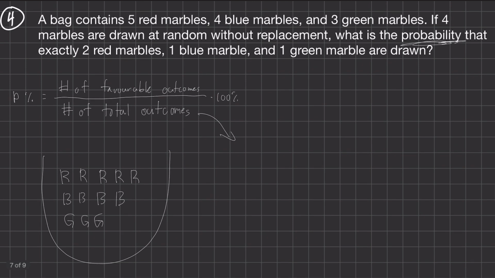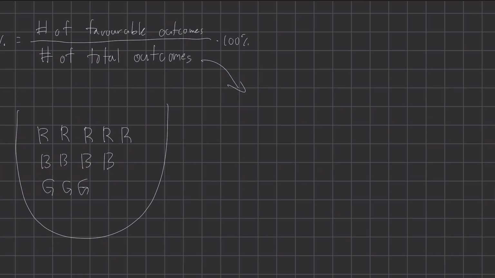So now let's decide, does the order matter or not? Well, in this case, order does not matter. We could be picking blue first, then red, then green. That is the same thing as if you picked green first, then red, then blue. They're the same thing. Order does not matter, therefore we can just use the combination formula. So the number of total outcomes is simply the total number of objects, which is 12, choose the number of objects we're picking, which is 4.